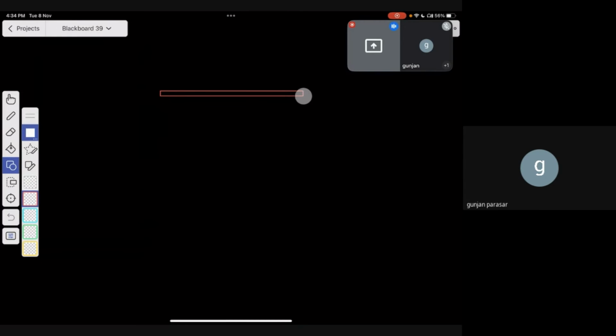Okay, a rod of length L. You rotate it about one end, and they are asking us the tension at a distance of 3L by 4. At this place we have to determine tension. Simple, no? One thing you can do is by integration.